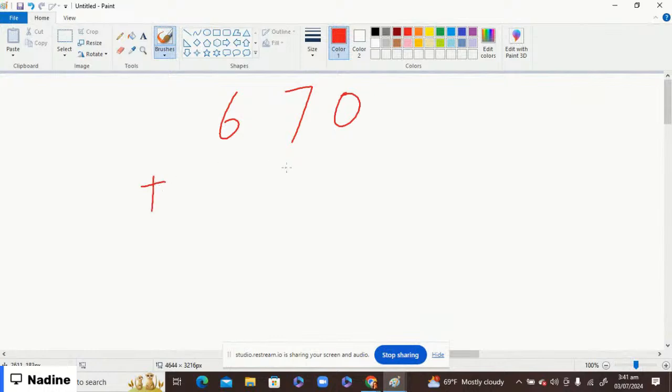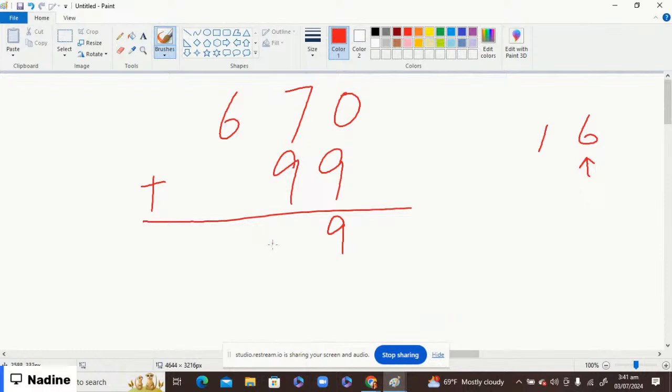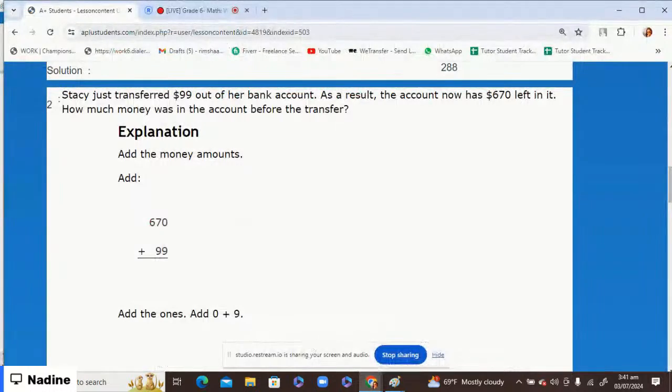670 add with 99. Okay, look at it, there is 0 and here is 9. If there is 0 with it, we can put that number here. Now 7 plus 9, what's the answer? Add up 7 with 9, it's 16. Always put the right digit here, left digit goes up. Now 1 plus 6 is 7. Okay, so this is your final answer. 769 is basically the total money before the transfer. Now let's do the test questions for that.